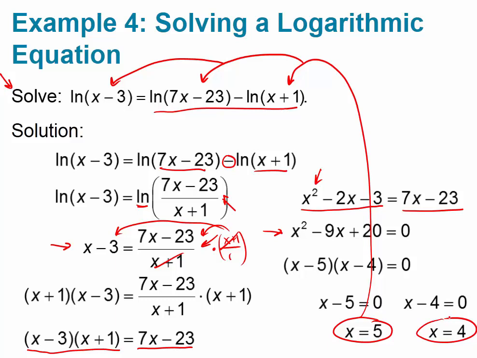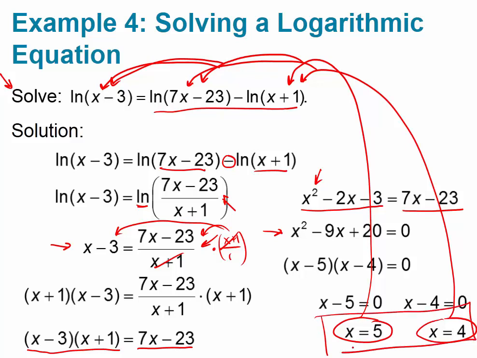All right. Let's check 4 the same way. 4 plus 1 is 5. No problem there. 7 times 4 is 28. 28 minus 23 is positive 5. Still positive. No problem. We're getting close here. 4 minus 3 gives us 1, but that's still positive. So we're good. So both of these solutions check out. And so we would say both of these are our answer.